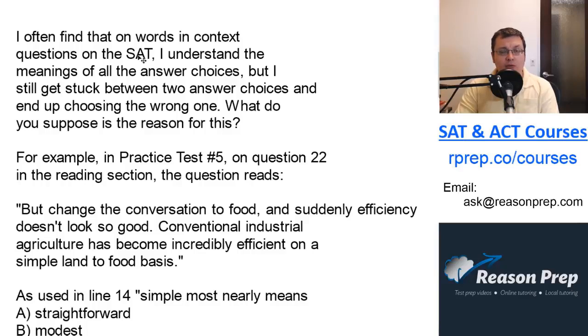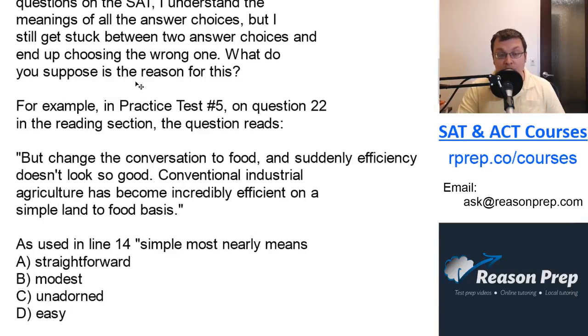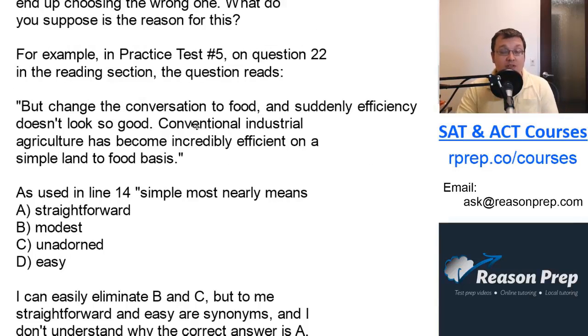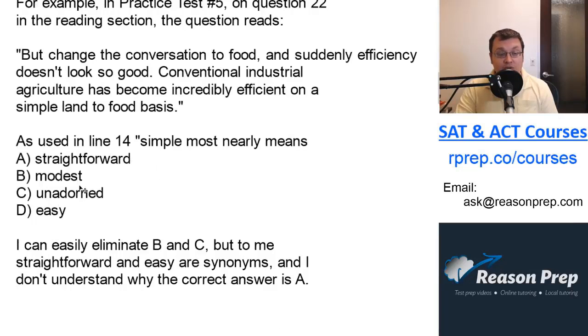I often find that on words and context questions on the SAT, I understand the meanings of all the answer choices, but I still get stuck between two choices and end up choosing the wrong one. What do you suppose the reason is for this? So the example you have here is, "But change the conversation to food and suddenly efficiency doesn't look good. Conventional industrial agriculture has become incredibly efficient on a simple land to food basis." And so here are our choices. I can easily eliminate B and C.